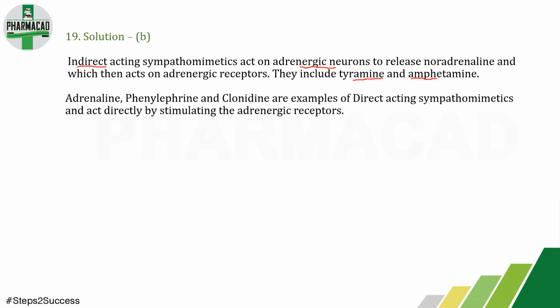Then the other options, that is adrenaline, phenylephrine and clonidine, are examples of direct acting sympathomimetics. They go directly to the adrenergic receptors and show their action. Instead of the neurons, they will act at the receptor level. That is why they are the directly acting ones.